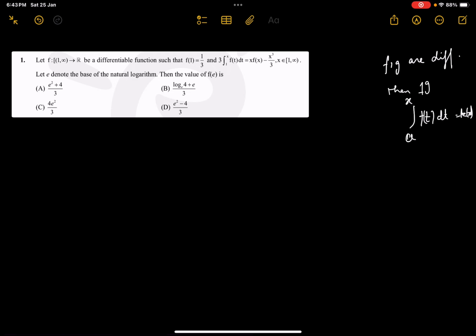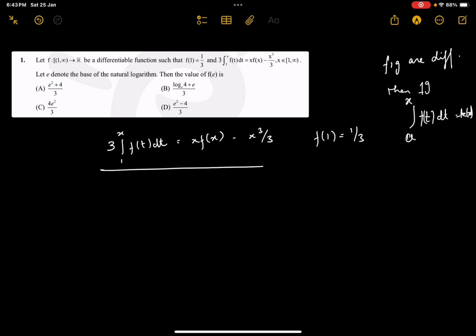So we are given that the integral of f(t) dt is equal to x f(x) minus x cubed by 3. Okay, and also that f(1) is 1 by 3. So we'll differentiate this whole equation, and by Newton-Leibniz theorem, the derivative of this will simply become 3 times.